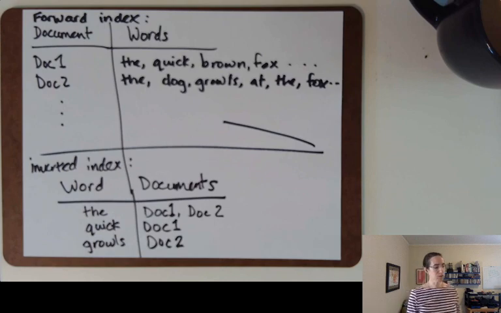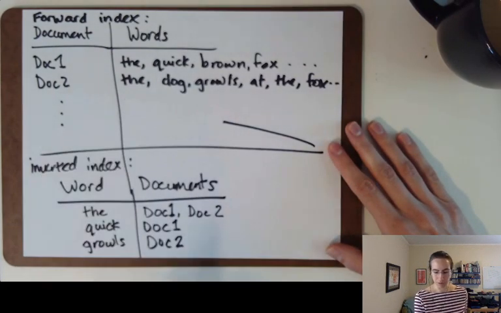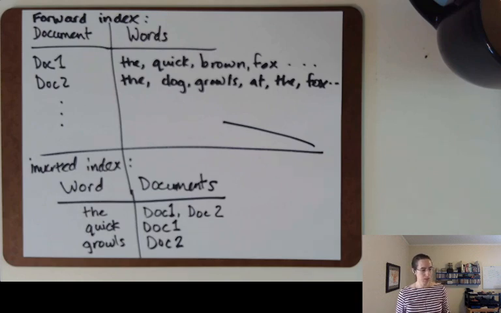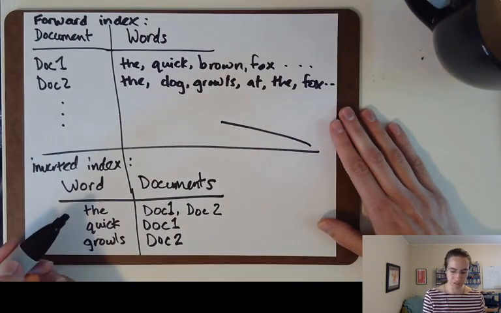There's no more information in here than there was in this one up here. It's the same information, but it supports a different way of accessing the data. That's it. That's all an inverted index is. Okay, so how would you write a program to turn the forward index into the inverted index?